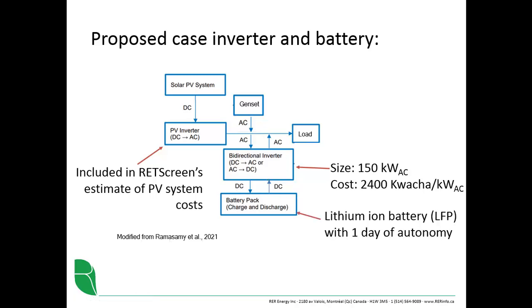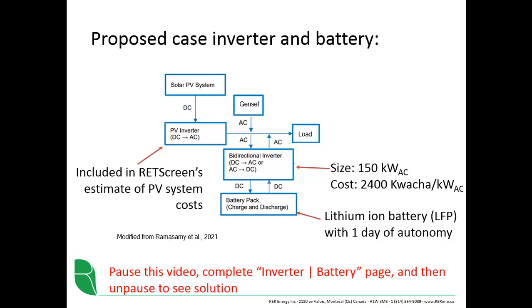We have to specify the battery. We're going to assume that it's a lithium-ion battery, an LFP battery, with 1 day of autonomy. Remember, there's fairly little seasonal variation in the load. Furthermore, the load is on both during the day and the night, so we can get away with a fairly small battery here, we hope. So pause the video, give this a try, and I will show you a solution.